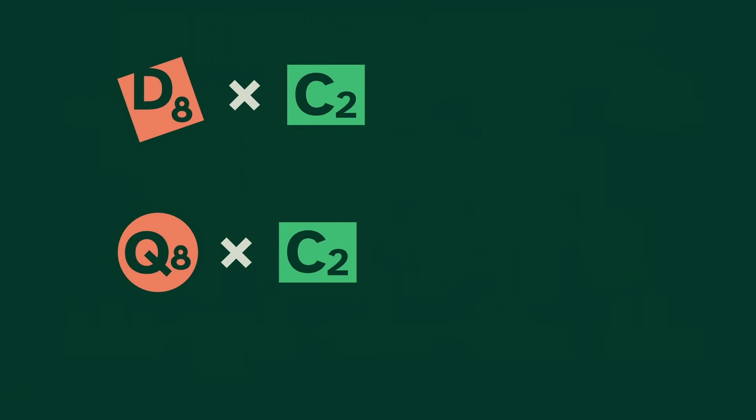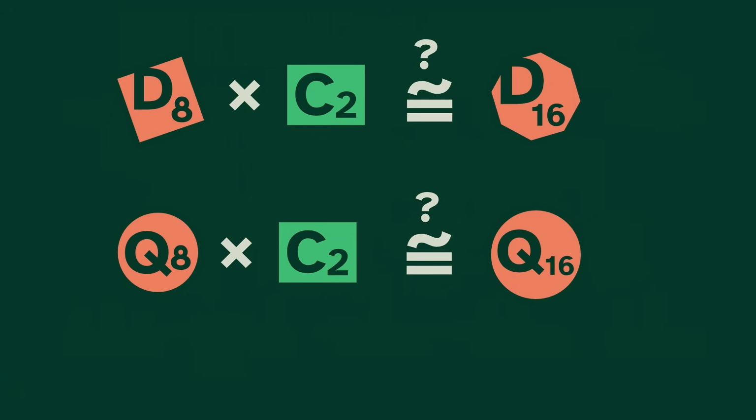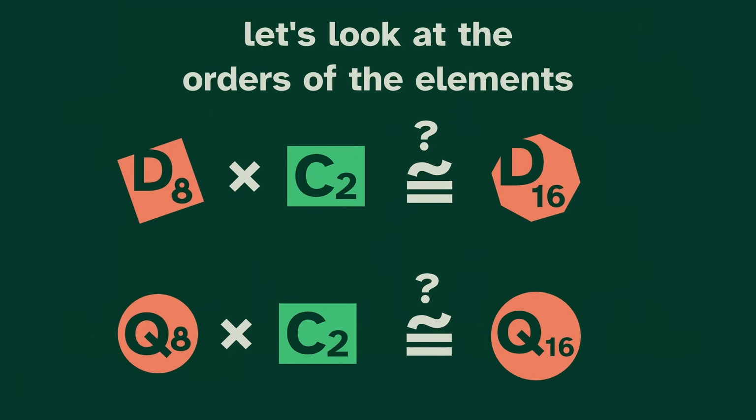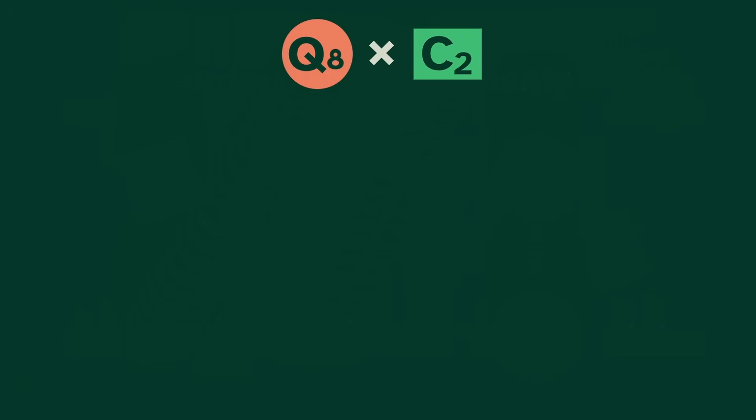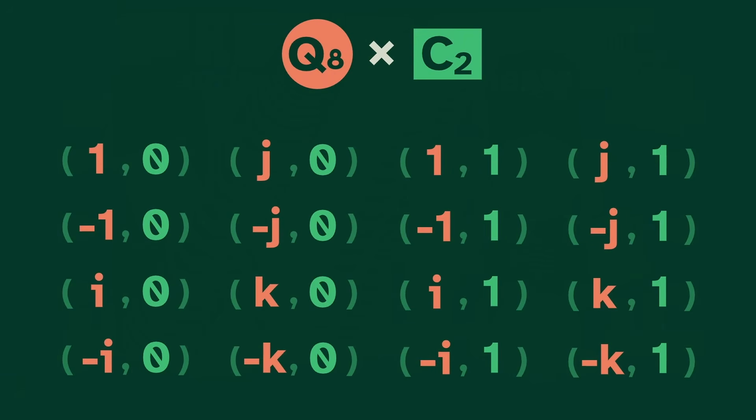Nice! Two new groups! But I'm not sure if these are all different. Oh, good point. We should check. Let's look at the orders of the elements. And we'll use Q8 times C2 as an example. This group is a little weird, since the first operation is multiplication, but the second is addition. It's multiplication. Yes! And because it's multiplication, (1, 0) is neutral.